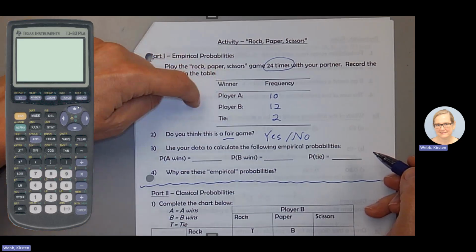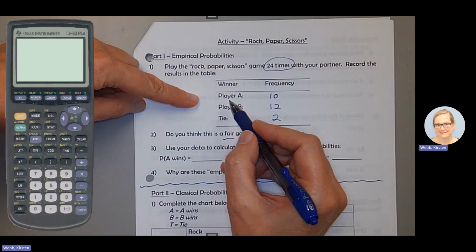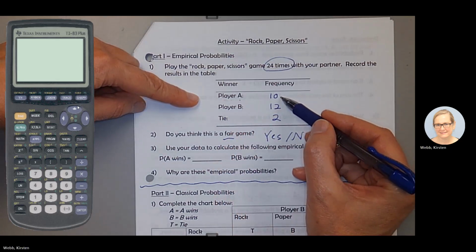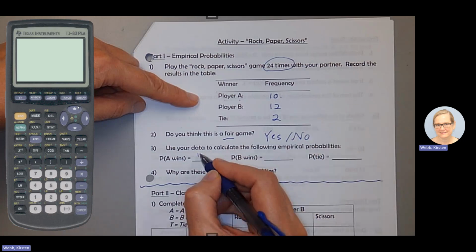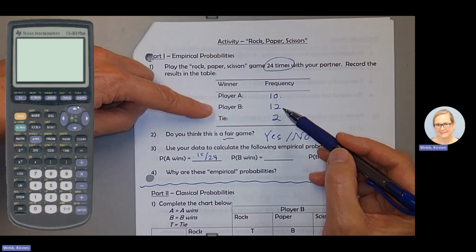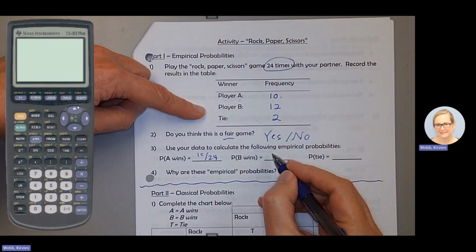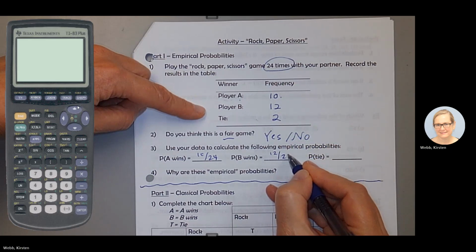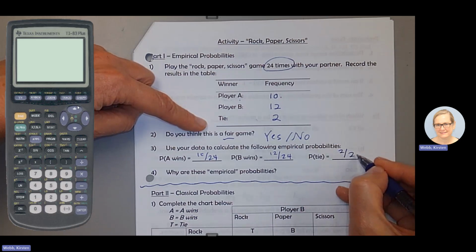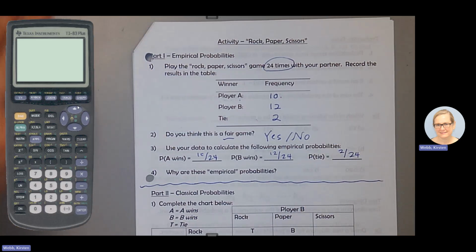So based on these numbers, what would the probability of player A winning be? 10 over 24? Yeah. Now I could reduce that or make a decimal just to keep it easy. Let's do that. And then player B with these numbers would be 12/24ths, and a tie in this case would be 2/24ths.